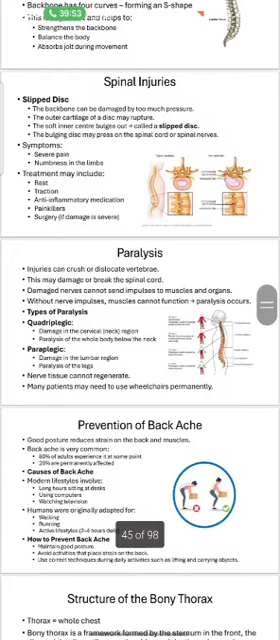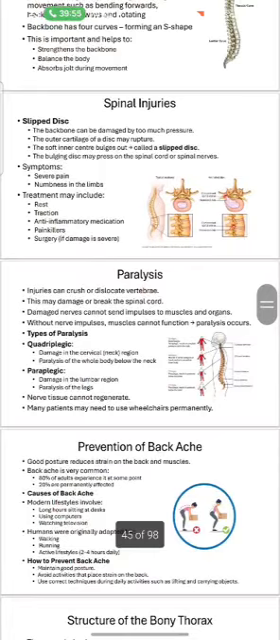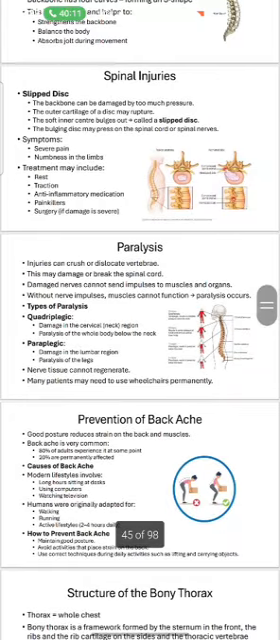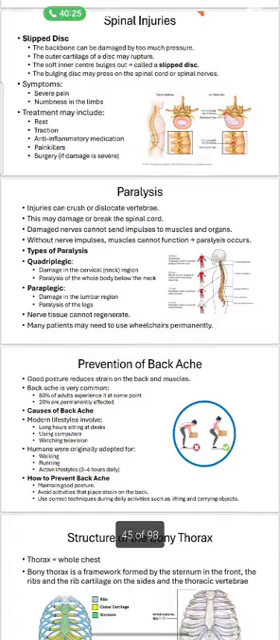And then spinal injuries. You have a slipped disc. The backbone can be damaged by too much pressure. The outer cartilage of a disc may rupture. The soft inner center bulges out, called a slipped disc. The bulging disc may press on the spinal cord or spinal nerves. Symptoms are severe pain and numbness in the limbs. Treatment may include rest, traction, anti-inflammatory medication, painkillers, and surgery if damage is severe.